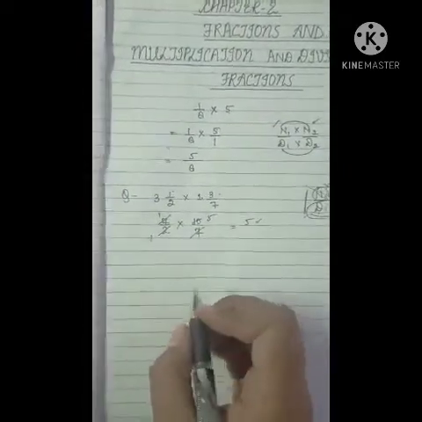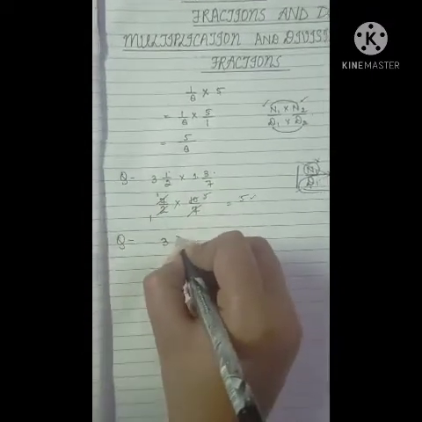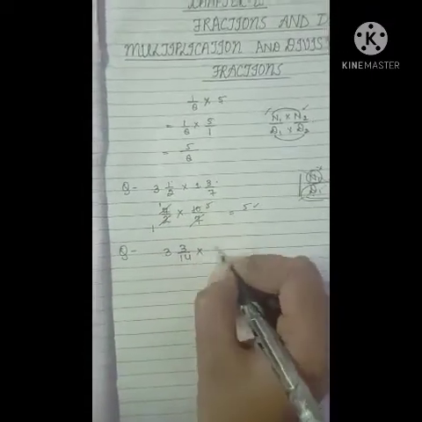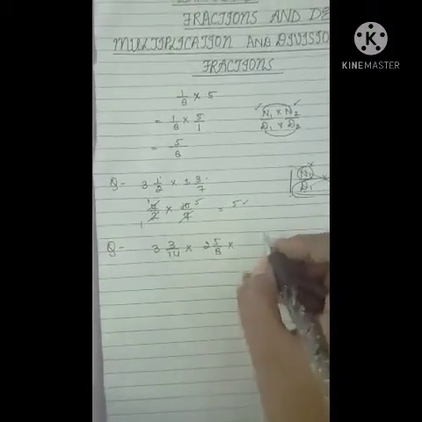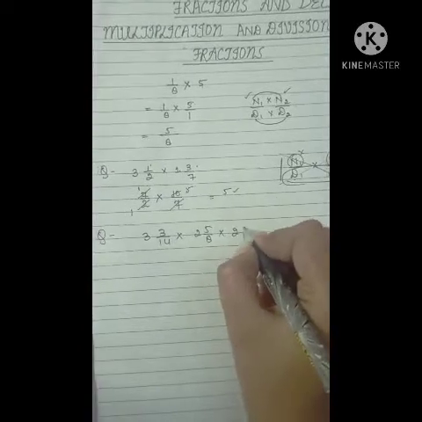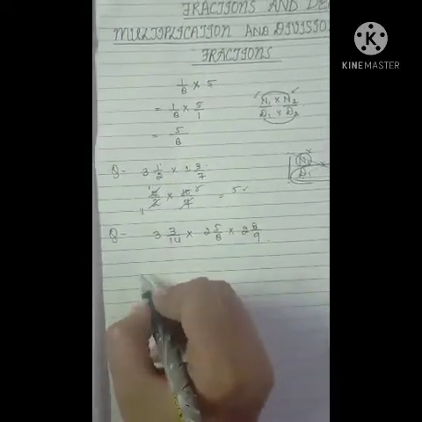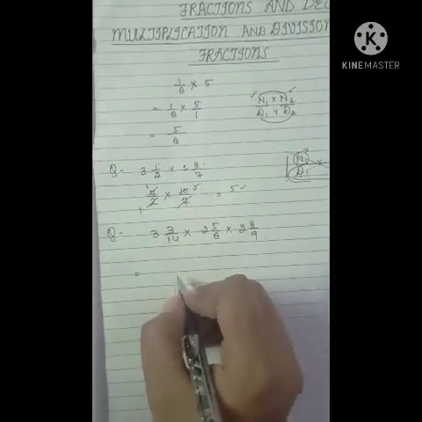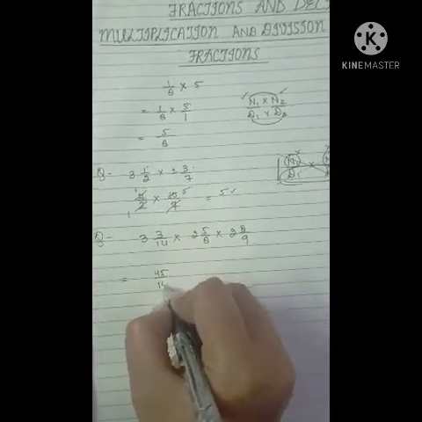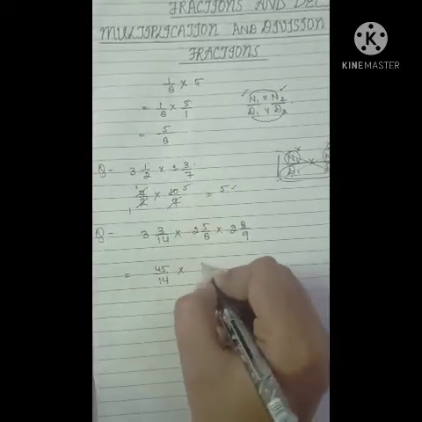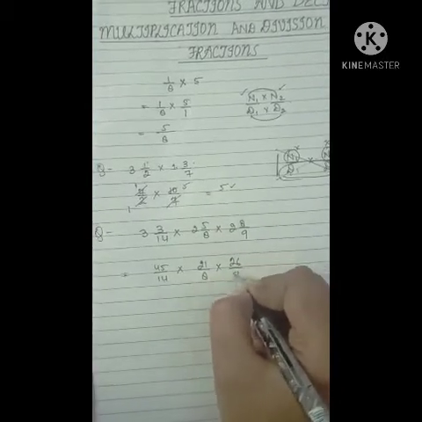Now another example. Suppose you have 3 whole number 3 by 14 multiply 2 whole number 5 by 8 multiply 2 whole number 8 by 9. So here we have three fractions. So first we convert them into improper fractions. So here you will get 45 by 14 multiply 21 by 8 multiply 26 by 9.